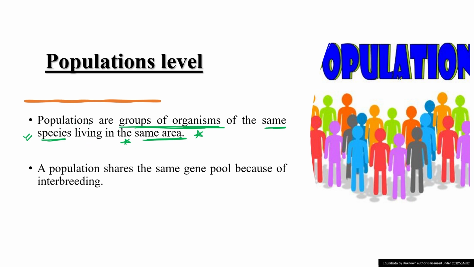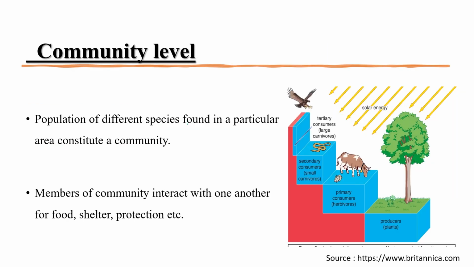So populations are groups of organisms of the same species living in the same area. A population shares a gene pool because of interbreeding. They are able to interbreed, and that's why they share a gene pool. After the population level, the next level is the community level.